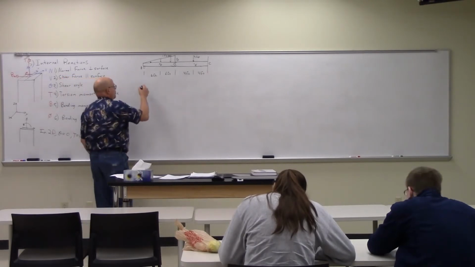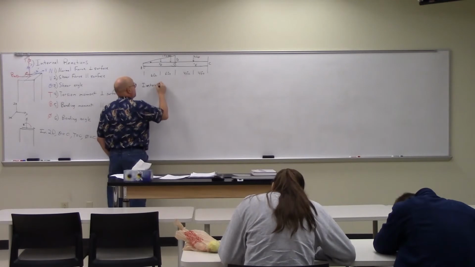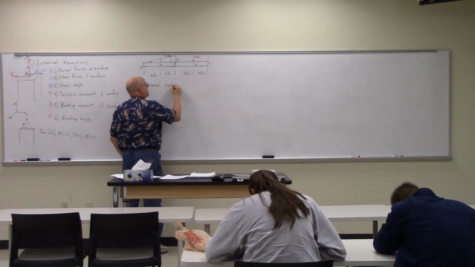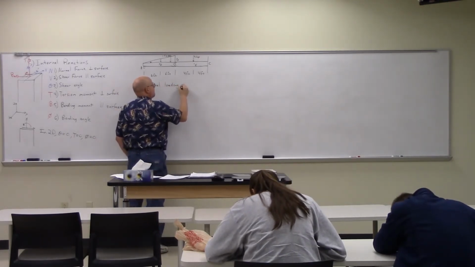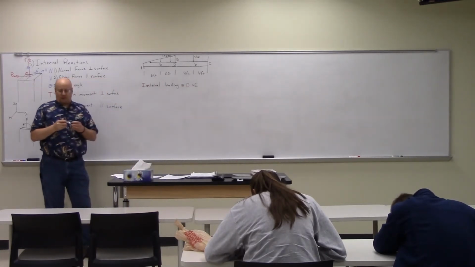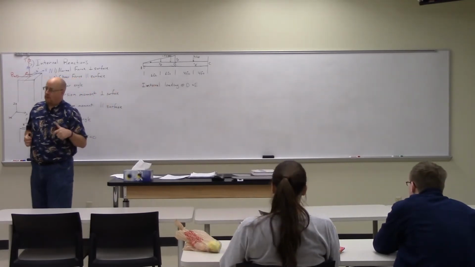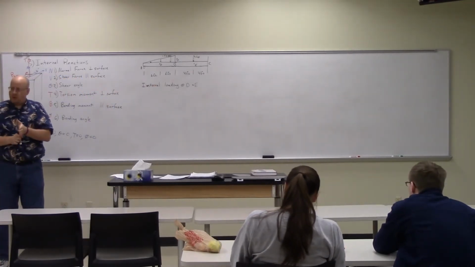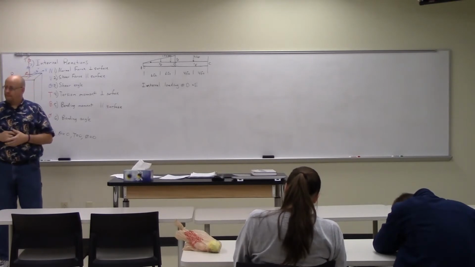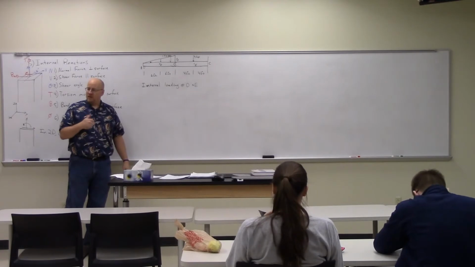Okay, we're supposed to find the internal loading. And for reference, E is just to the right of the 3 kip load. It is not directly under the 3 kip load, it is just to the right of it. Okay, so the 3 kip load is applied infinitesimally to the left.